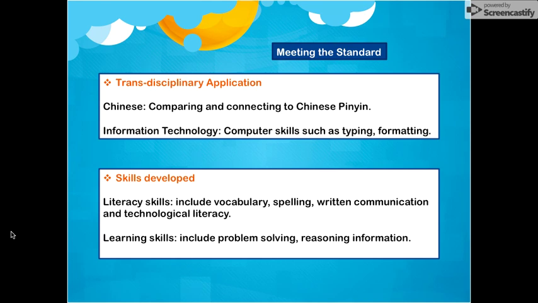Next, the skills our students will develop by learning this. First of all, the literacy skills, which include vocabulary, spelling, written communication, and technological literacy. They will also enhance their learning skills by solving problems, for example, when they are correcting errors for others, and also reasoning information in some exercises.